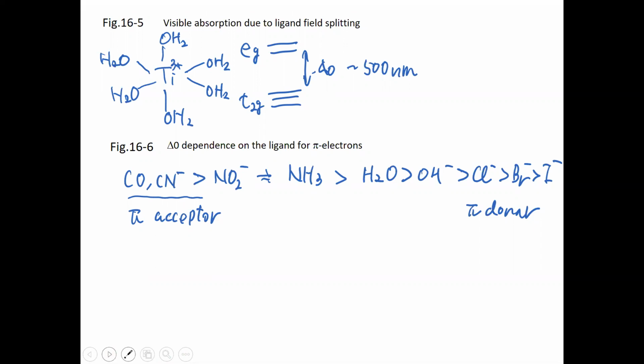And also, when we think about the ligand field using pi electrons, the p orbitals are used, and depending on the species, one type is a pi electron acceptor and the other is a pi electron donor, and that also changes the light absorption property of the metal complex.